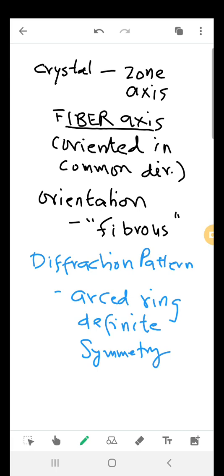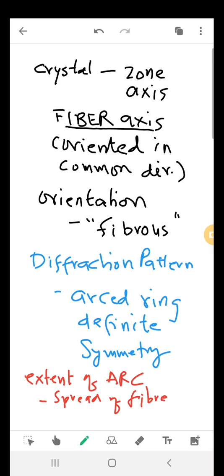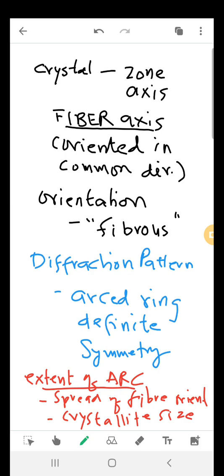And the extent of the arc will depend on the spread of the fiber orientation and the crystallite size. So these are the two things on which the extent of the arc will depend.